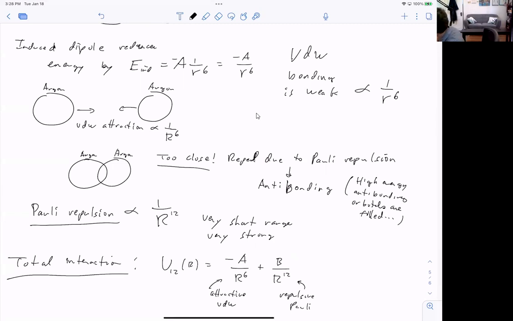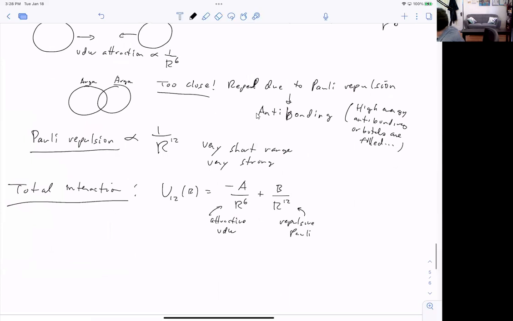And I just want to say that this 1 over r to the 12th behavior, I have actually never seen it derived, and I can't even find it derived in the book. Everybody just uses it. It's everywhere. So if you ever see a derivation of it, let me know. I'd love to see it, because I've been looking for it for more than a decade. Okay, and so that's the interaction.